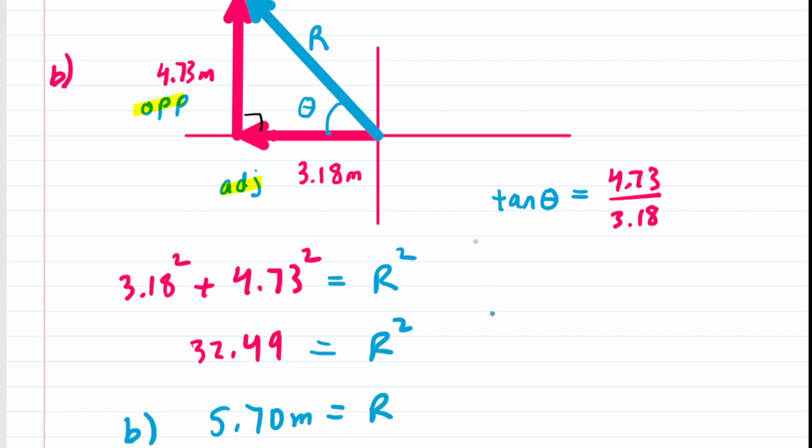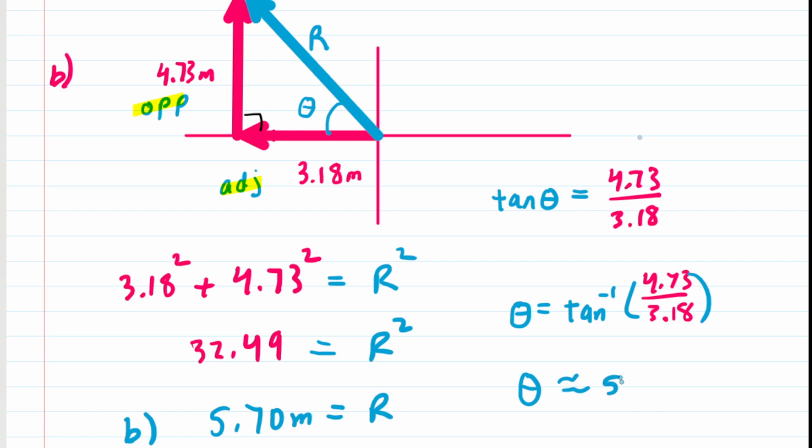Now, to actually find the angle, we have to use the inverse tangent function. So just be cautious here. The angle actually needs to be the inverse tangent of this ratio that we have already written down, the 4.73 over 3.18. So we'll grab our calculators, staying on degree mode, and when we take the inverse tangent of this ratio, we're going to get about 56.1 degrees. So that's the angle that's inside that triangle.